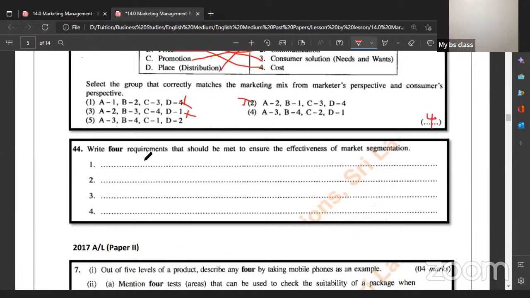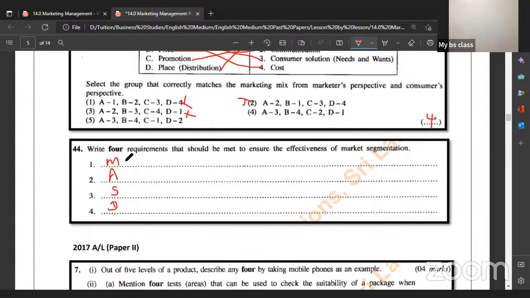Write 4 requirements that should be met to ensure the effectiveness of the market segmentation. Guys, can you remember that I explained a shortcut method, which is the Mazda factors, right? Mazda factors you can write.